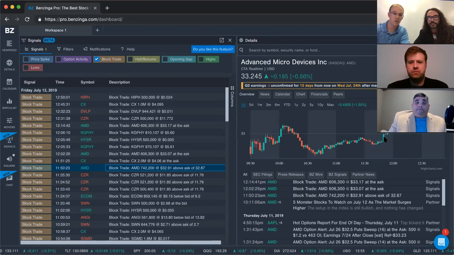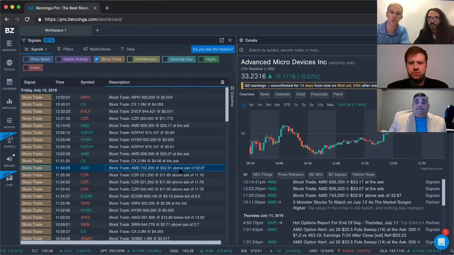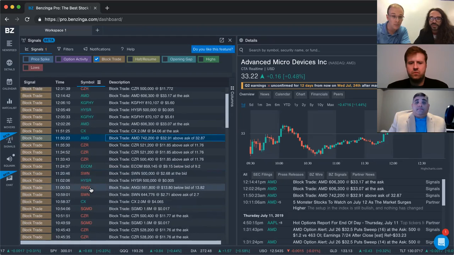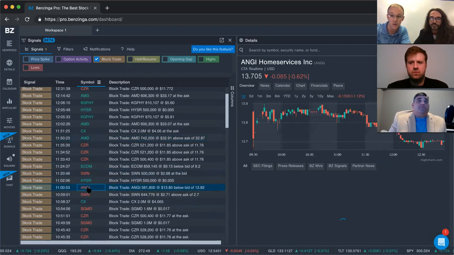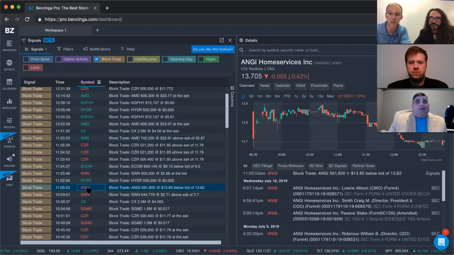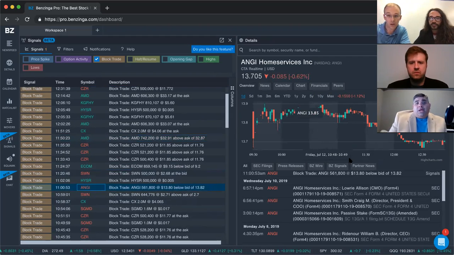Right. Yeah. And so you guys talked about how that above the ask, that's really bullish. Now, if we just scroll down here to ANGI, Angie's, I see this is below the bid. So we had above the ask, now we see below the bid. So is that basically just the opposite? Yeah, they're trying to get out of the position, to be honest with you. That block trade happened at 11 o'clock. If we look at the chart, we'd probably see it starting to fall back at that point.